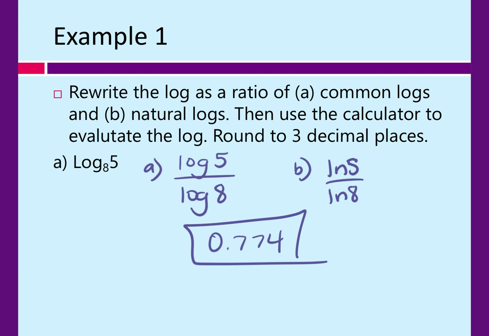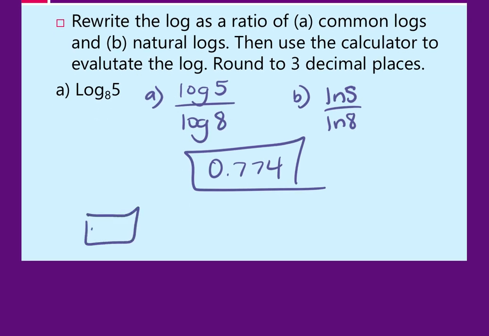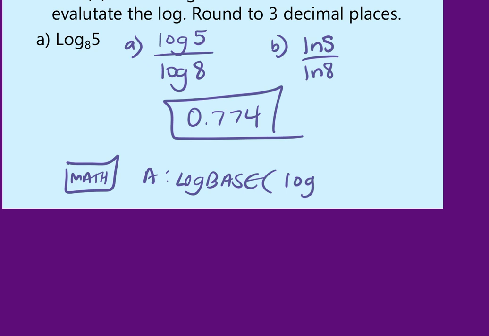Then again, I'm going to show you, if you have a graphing utility and you go to your math menu, there's a math button. You could either scroll all the way down or arrow up and it will bring you back to the bottom of your list. Under A, there's a thing that says log base. If you click on that, it will bring up log with a little base here and then the little number here. You can type in your base 8 and 5 and you get 0.774.